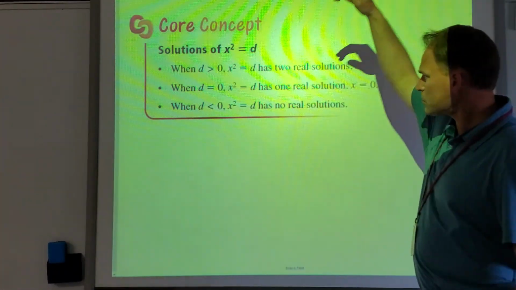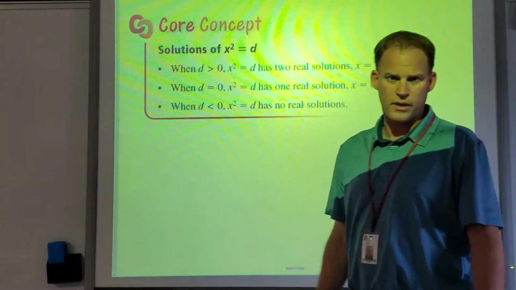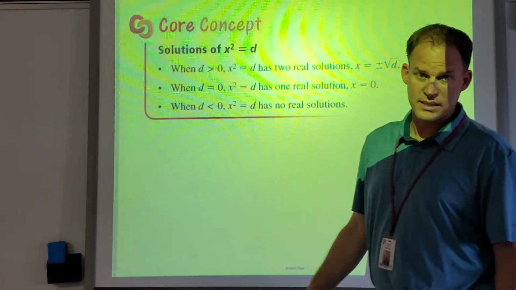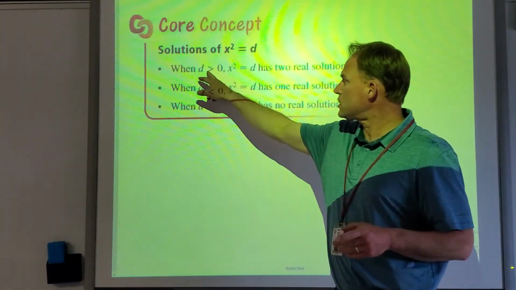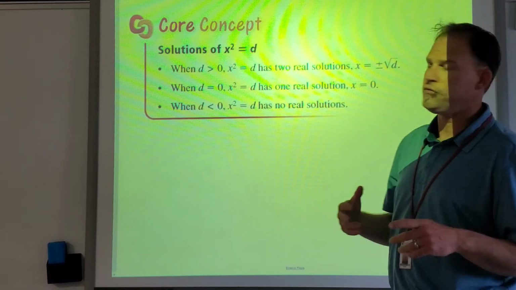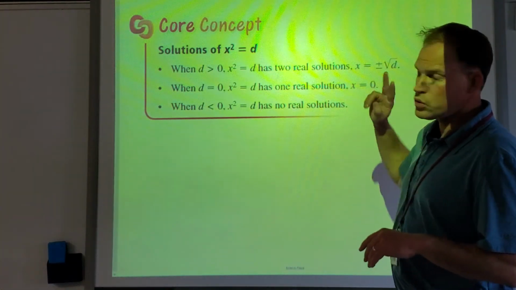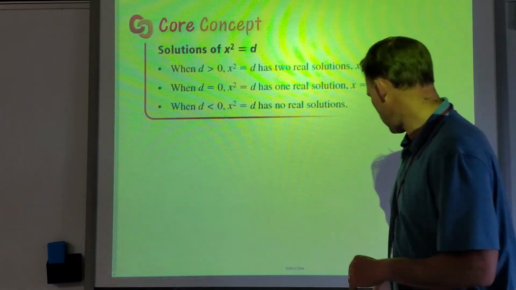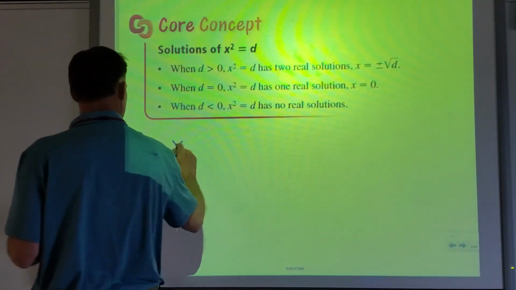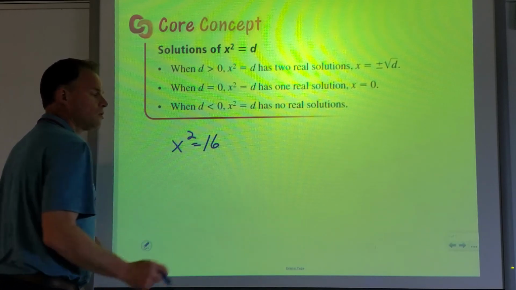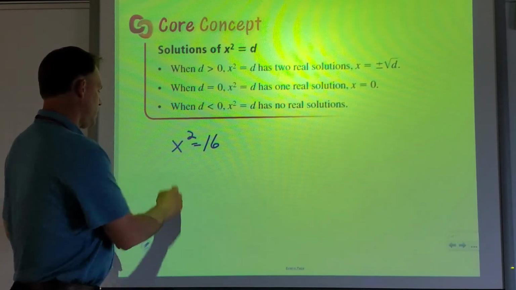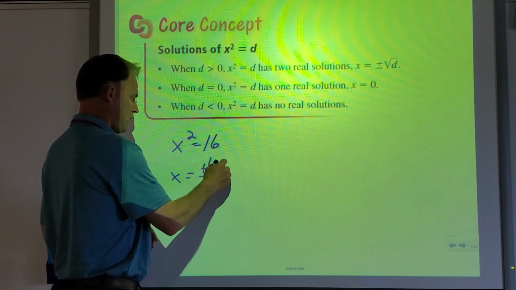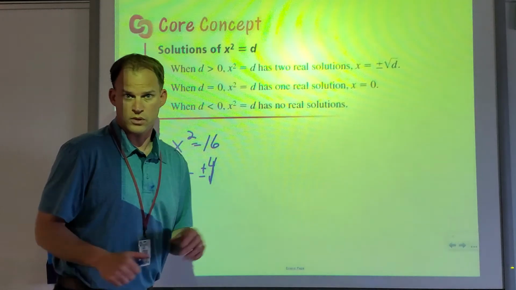And the number of solutions. So let's talk about this first. If we have x squared equals some number d, if d is greater than 0, so if d is positive, then there are two solutions. You just have the square root of d. So what am I talking about? Well, if we have x squared equals 16, then the answer is x equals plus or minus 4, because that's the square root of 16.